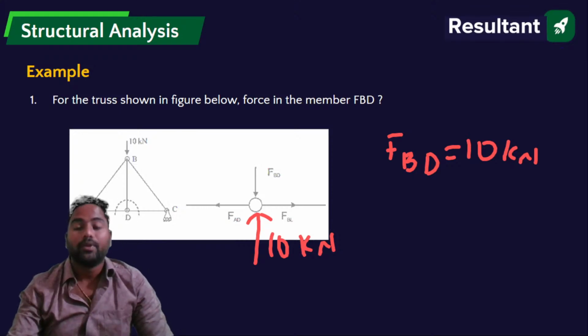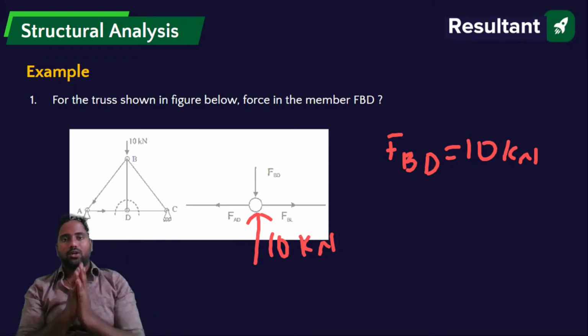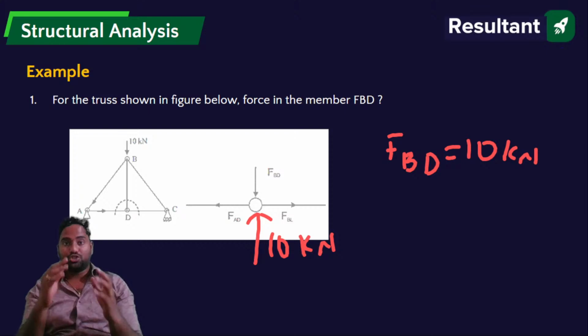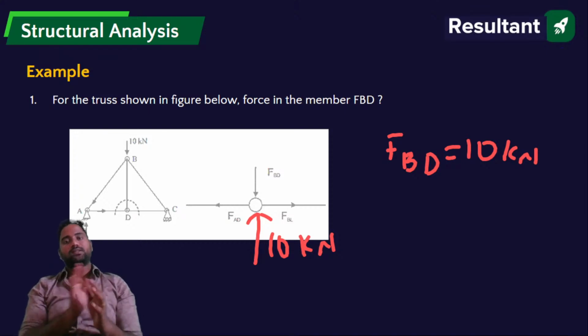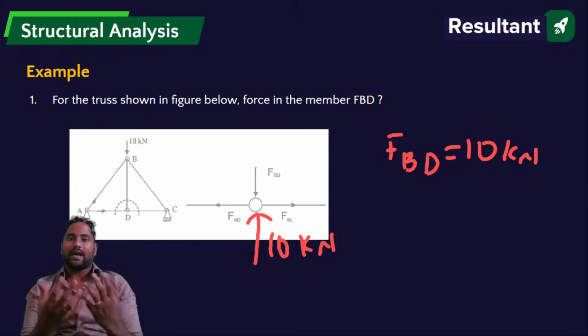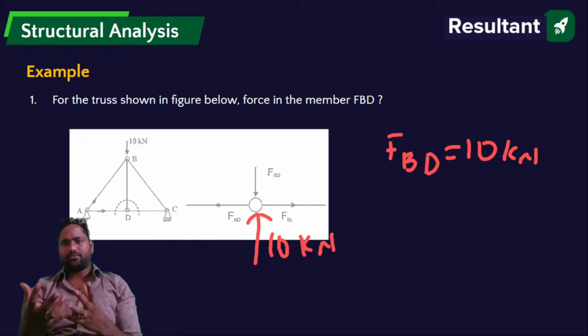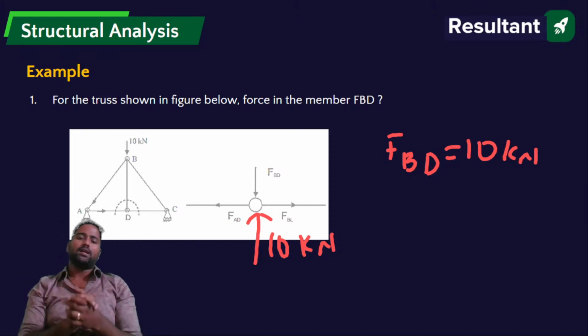So if three members are meeting at a joint, out of which two are collinear, and no external force is acting at that joint, then force in the third member is 0. If some force is acting, then you'll have some force in that member. Simply you can take FBD equals 10 kilonewtons, for example here.